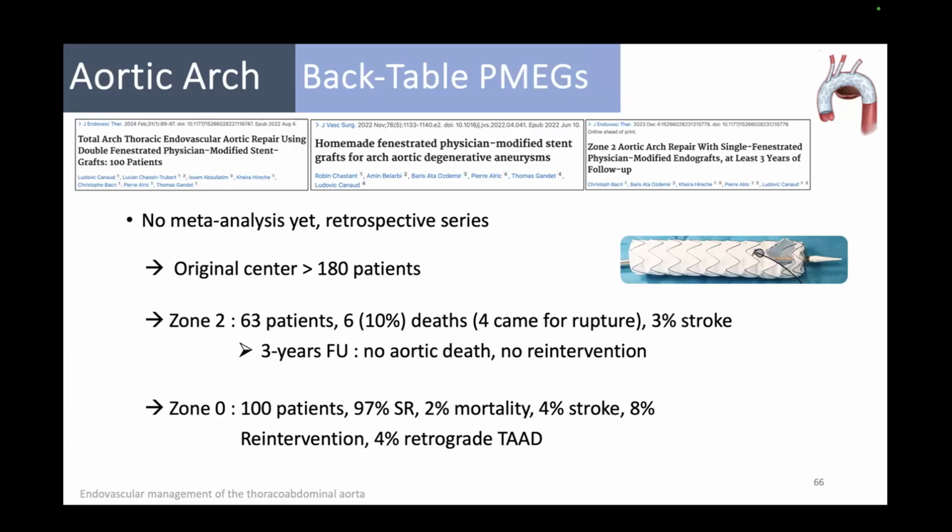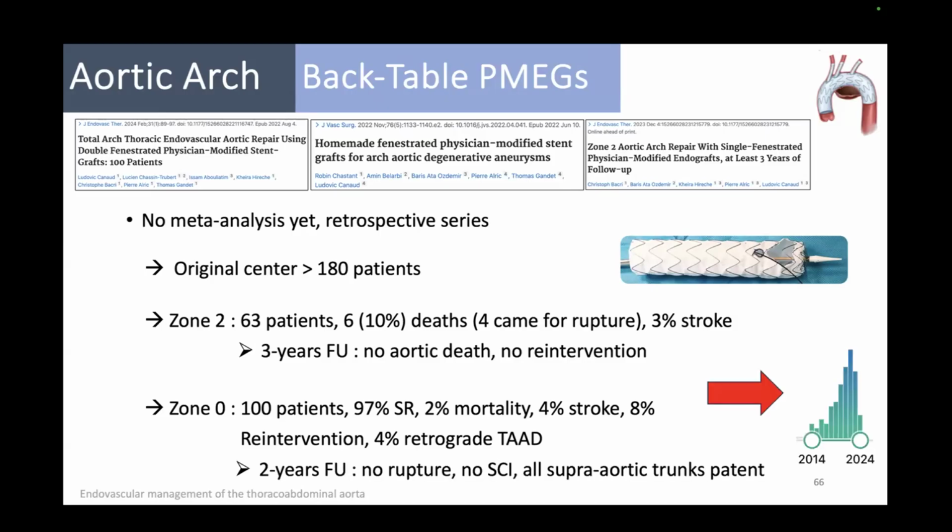It's getting good. It used to be way lower, and now we're getting to rates that make total sense, with a 2% mortality, 4% stroke, and 8% reintervention. There's also a 4% rate of retrograde type A dissection. So pretty good numbers for the fenestrated endografts for now. The 2 year follow-up didn't show any rupture or spinal cord ischemia. The literature about this is booming right now, so you'll see more of this in the future.